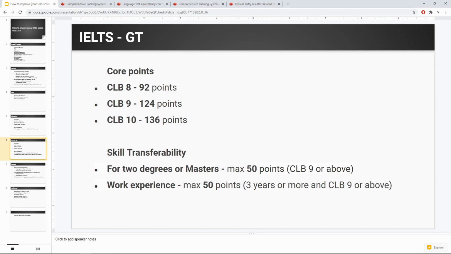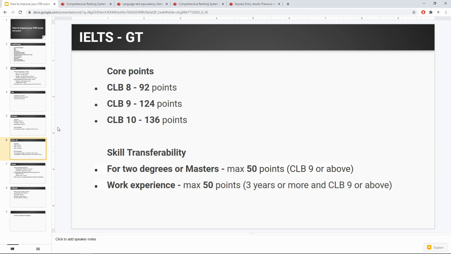You can get core points as well as skill transferability points for your language proficiency. So if you scored CLB level 8 in your IELTS, then you will get 92 core points. If you scored CLB level 9, then you will get 124 points. That's 32 more points than CLB level 8. And if you scored CLB level 10, then you will get maximum 136 points for this category.